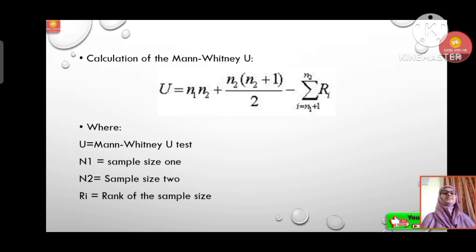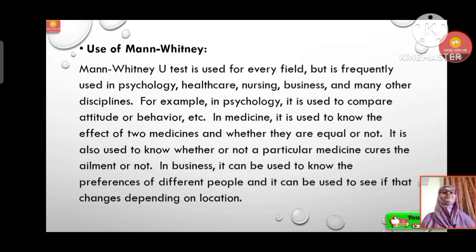The Mann Whitney U test is used in every field but is frequently used in psychology, healthcare, nursing, business and many other disciplines. For example, in psychology it is used to compare attitude or behavior, etc. In medicine it is used to know the effect of two medicines and whether they are equal or not. It is also used to know whether or not a particular medicine cures the ailment. In business, it can be used to know the preferences of different people, and to see if that changes depending on location.